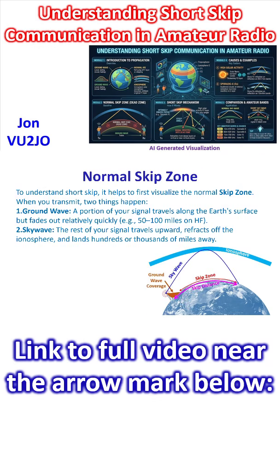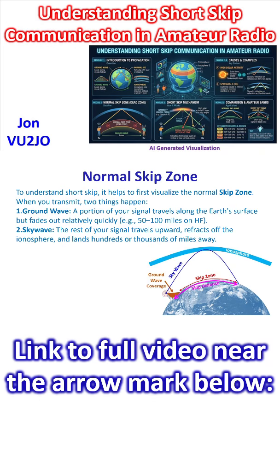To understand short skip, it helps to first visualize the normal skip zone. When you transmit, two things happen. One, ground wave. A portion of your signal travels along the Earth's surface but fades out relatively quickly. Example: 50 to 100 miles on HF.